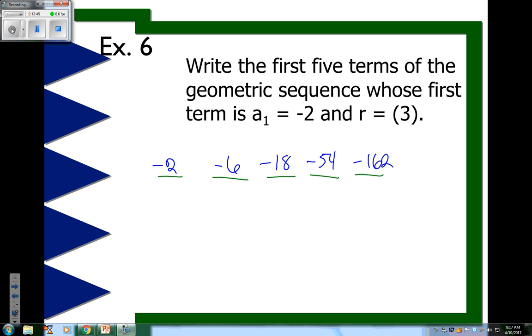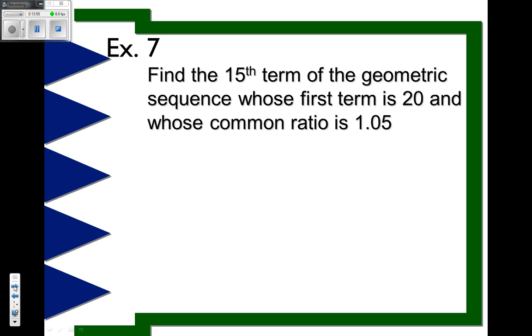Alright, what do y'all think? Agree or disagree? Okay. Did everyone check their answer? Alright, the next question asks for us to find the 15th term of the geometric sequence whose first term is 20 and whose common ratio is 1.05.